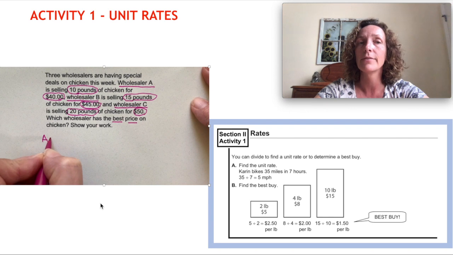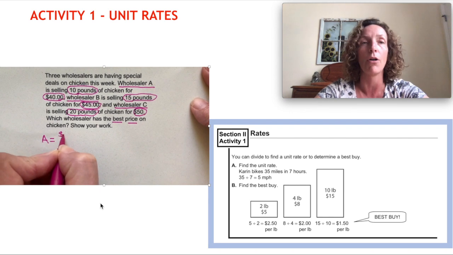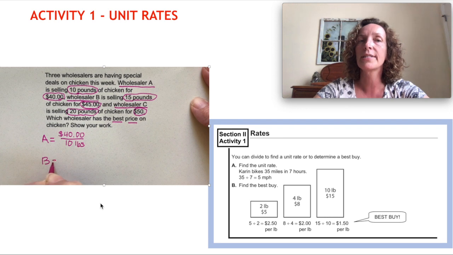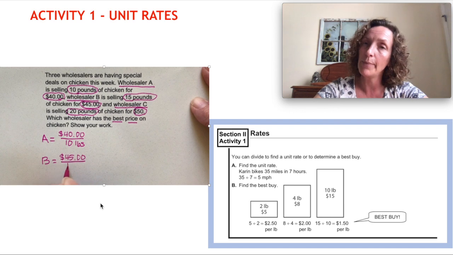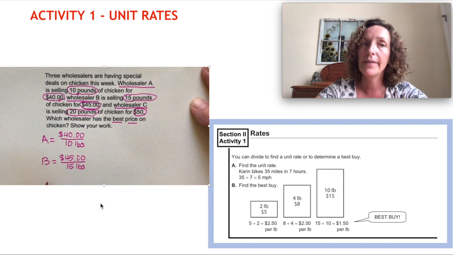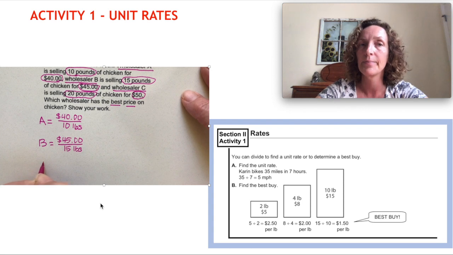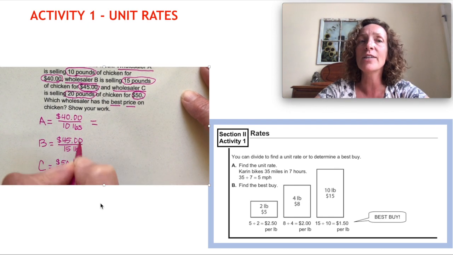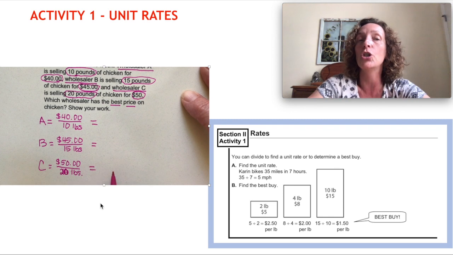To figure this out, first thing I want to do is set up my ratios all the same for all 3 businesses. Wholesaler A, $40 for 10 pounds of chicken. Wholesaler B, $45 for 15 pounds of chicken. And then lastly, we've got wholesaler C. Wholesaler C has 20 pounds of chicken, which I miswrote, so I fixed it, 20 pounds of chicken for $50. Now, to find which one is the best price, we need to find the unit rate.